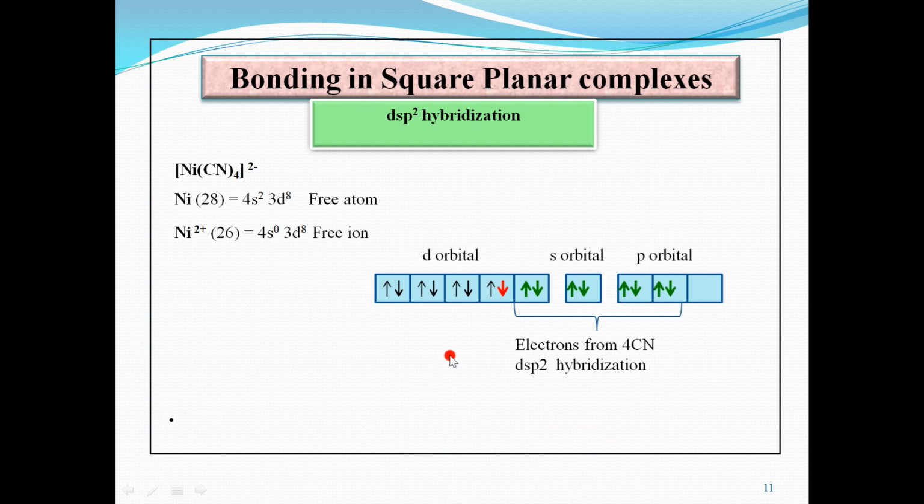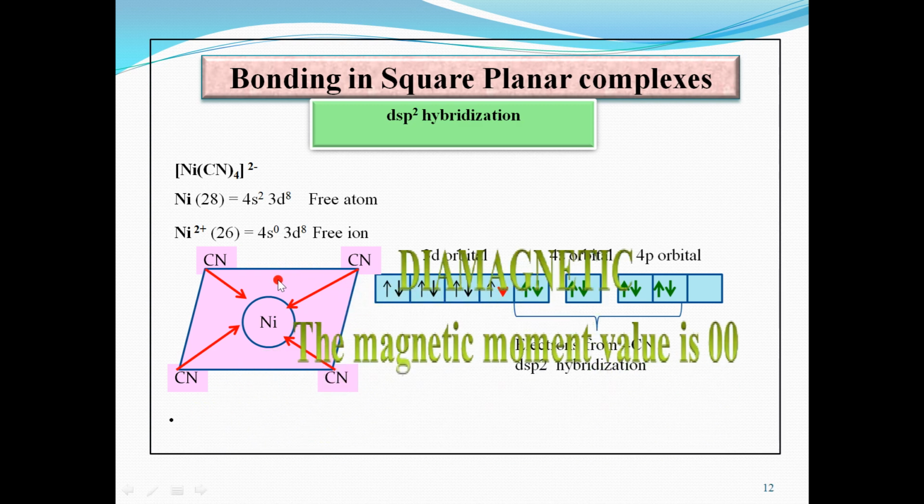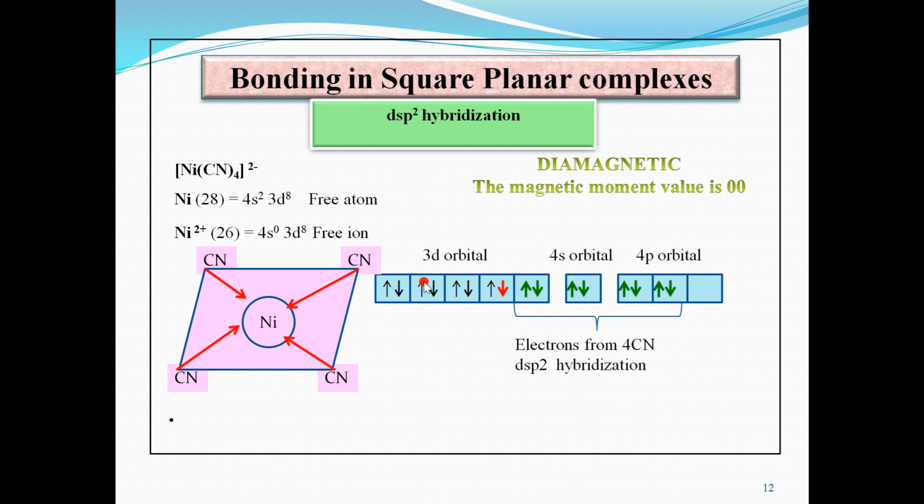dsp2 hybridization. In dsp2 hybridization, the central atom is present at the center and the 4 cyanide ions occupy the 4 corners of the square plane, giving the square planar geometry of this complex. If we see the hybridized state of this complex ion, all electrons are paired in this case.